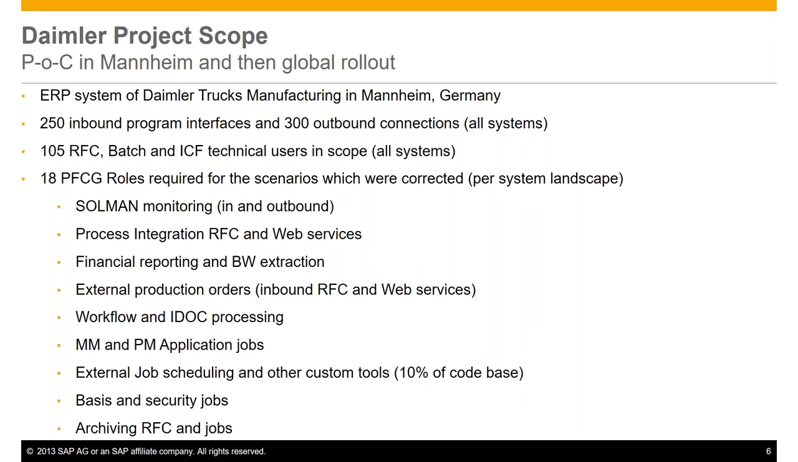And finally, they also make extensive use of archiving of older data, and data that's not needed anymore is already processed. So there were daily archiving jobs that were also performing RFC calls to an optical archive within the system landscape. But these are the scenarios that in the end produced 18 roles, which covered all the authorization requirements of the 150 users, which were running 250 inbound interfaces.